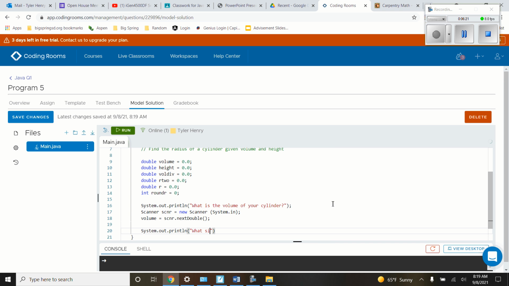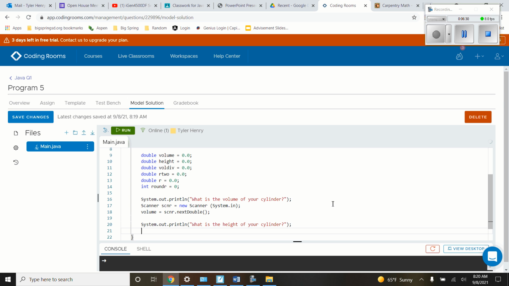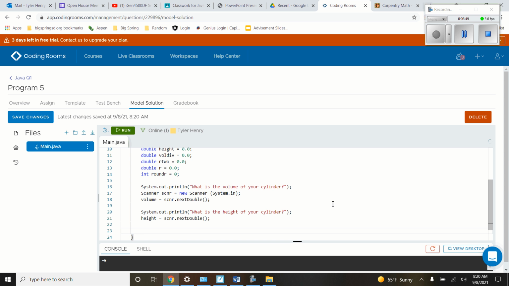What is the height of your cylinder? Okay, so I don't need to, I already have the scanner out. So line 17 doesn't need to be repeated. So that's going to go in the height section. So I'll do height SCNR dot nextDouble, like that. Okay, so I've now asked for the two things that I want them to input.